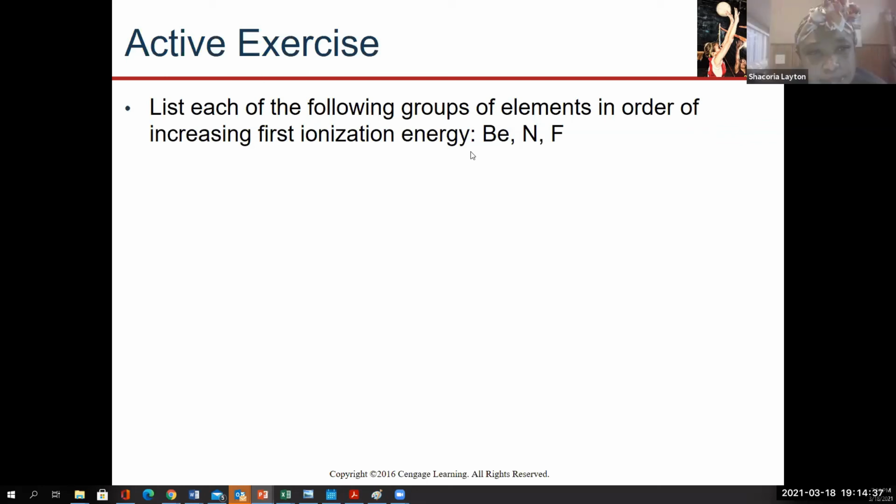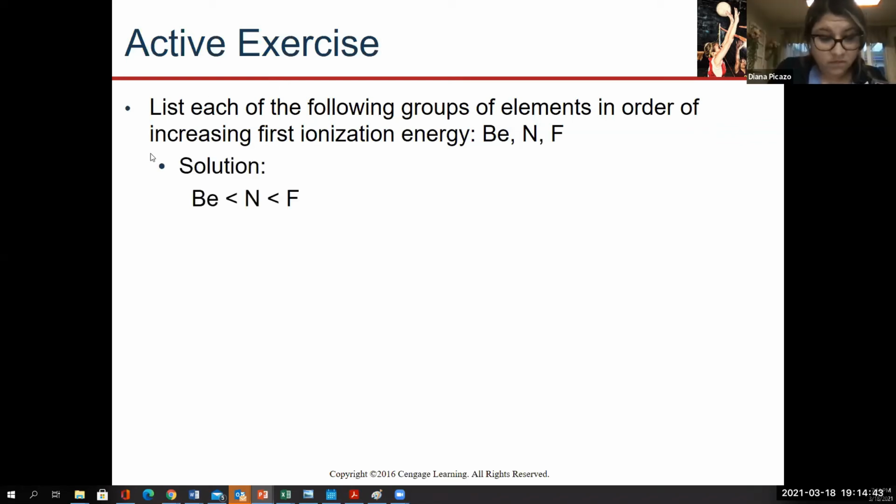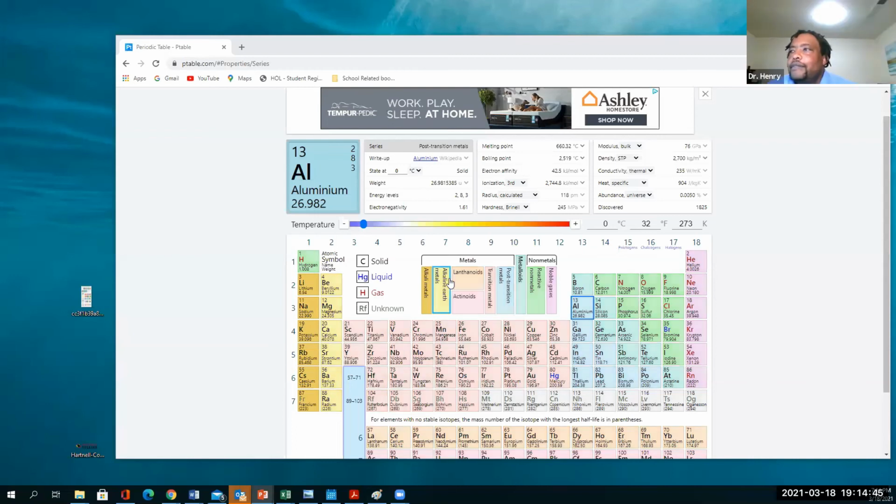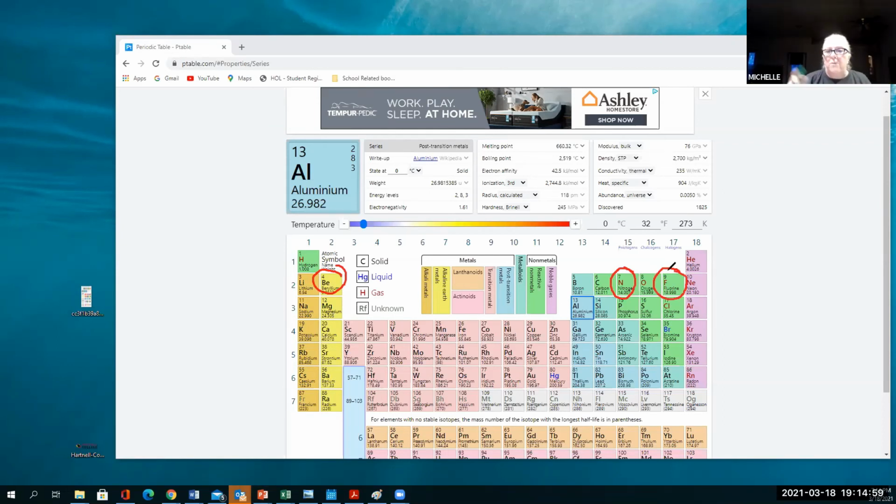Can you show us the periodic table here? I sure can. So we have beryllium, nitrogen, and fluorine. In increasing order of what? Of ionization energy.